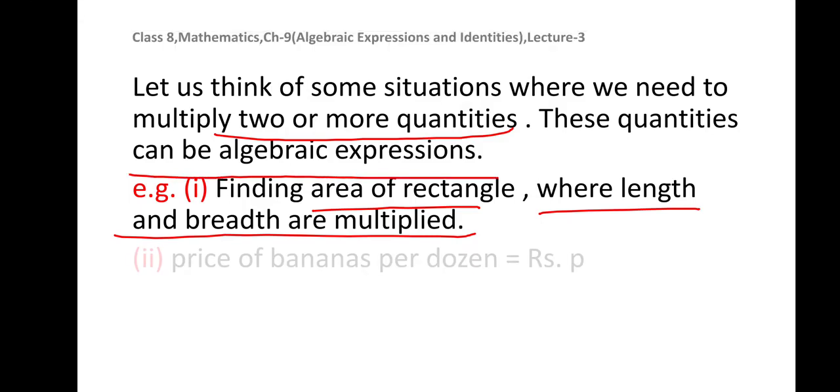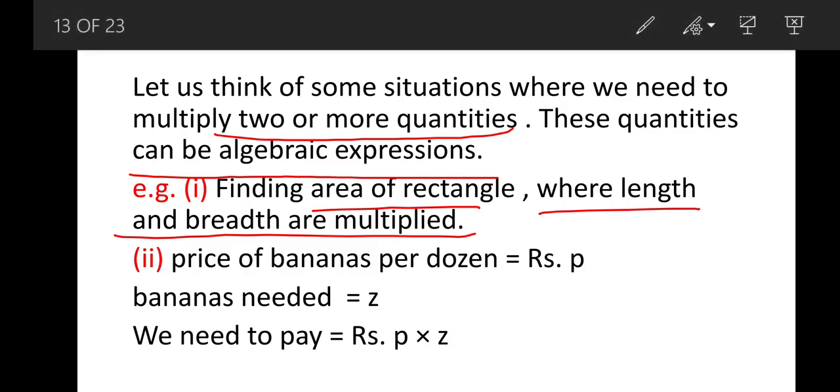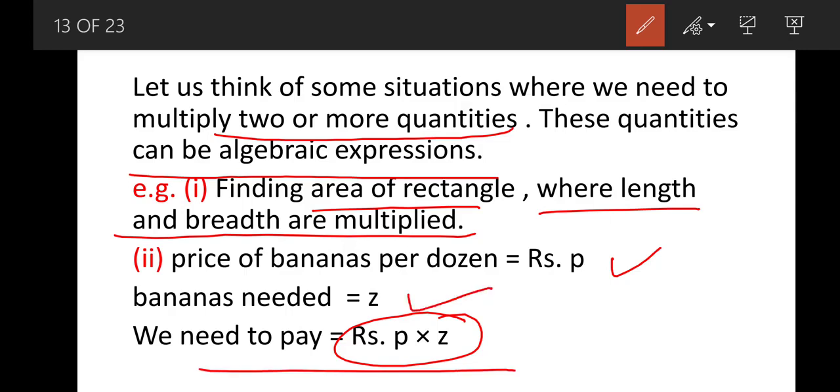If I talk about another example, suppose the price of bananas per dozen is rupees P and the bananas needed are Z dozens. Then how much do I need to pay? It will be the product of these two, that is P into Z. This is what I need to pay. The price of bananas per dozen is rupees P, bananas needed are Z dozens, and we need to pay P into Z.